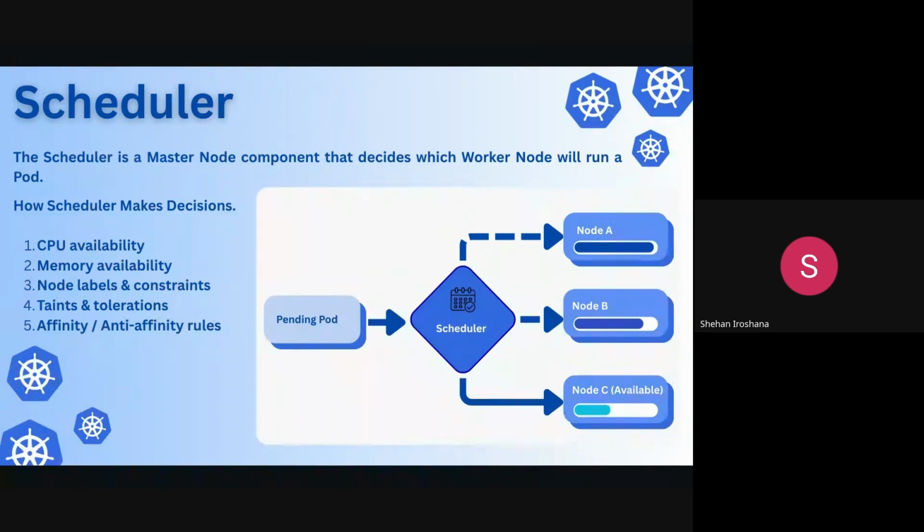How does it decide? It checks things like CPU and memory availability, node labels, container tolerations, and affinity rules. So it's not random. It evaluates the cluster and places the pod on the best possible node. Once it makes a decision, the pod gets assigned to a specific worker node. Now, placing a pod is one part, but what if something crashed or doesn't match the desired state? That's where the controller manager comes in.